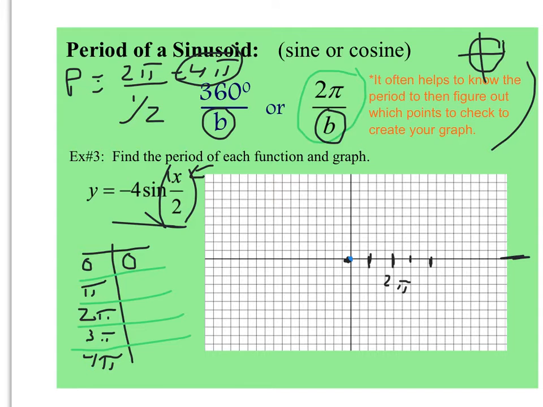Now I'm going to try to do my pi point. So I'm going to substitute a pi there. I'd get pi over 2. The sine of pi over 2 is going to be 1. So this answer is 1. What's 1 times -4? -4. Ooh, interesting. Thank God I didn't put a scale on my y-axis yet.